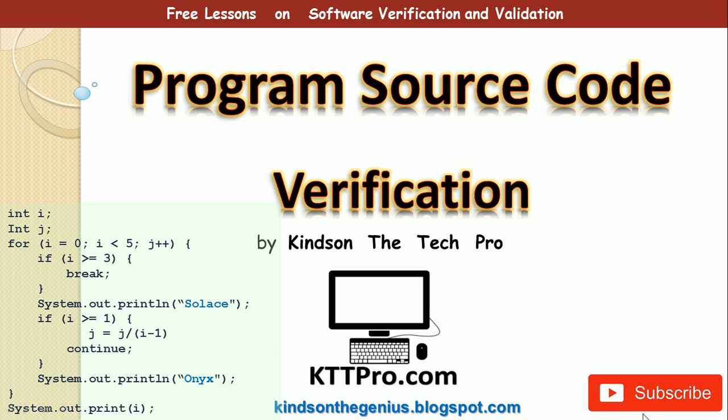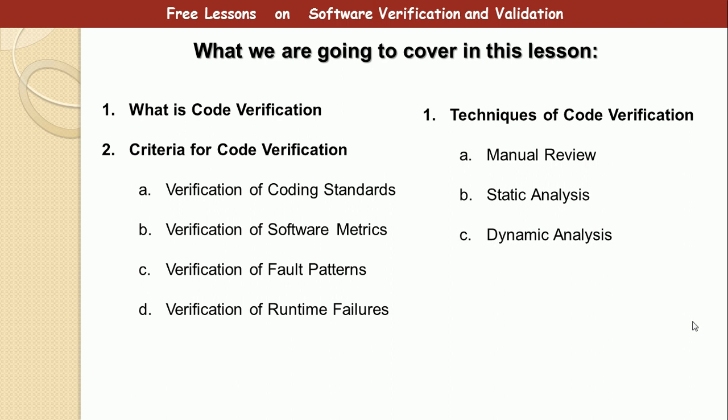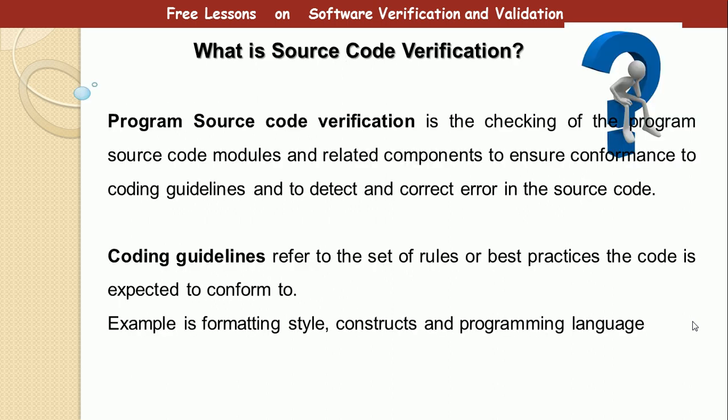So let's get started with program source code verification. In this lesson, we are going to discuss what is code verification. And then we discuss criteria for code verification. There are 4 of them: coding standards, software metrics, fault patterns, runtime failures. These are the 4 we are going to look at. And then we are going to look at 3 techniques for code validation: manual review, static analysis, and dynamic analysis.